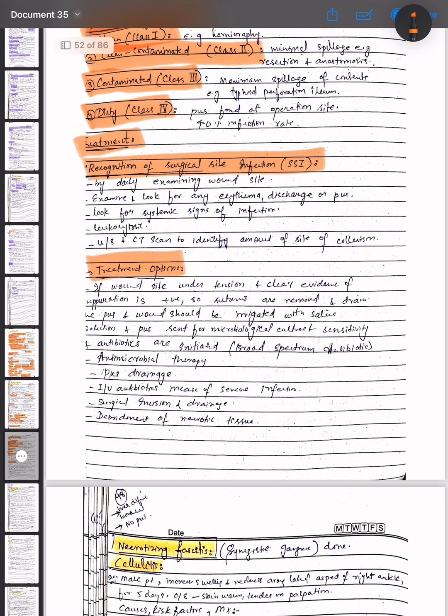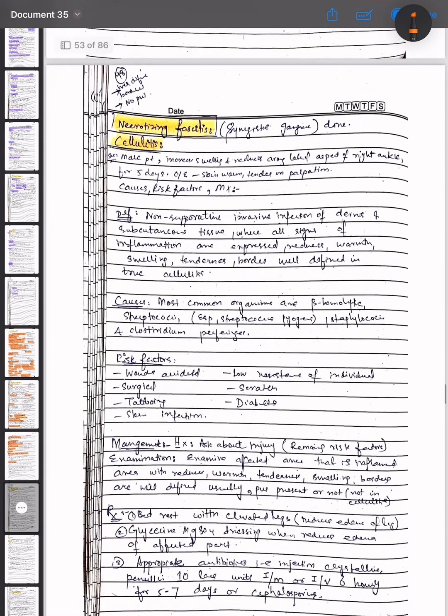What are the treatment options? First, you have to classify or recognize the surgical site infection, and then you have to provide the treatment according to that. The treatment options are these: antimicrobial therapy, pus drainage, intravenous antibiotics, surgical incision and drainage and debridement of necrotic tissues. These are the specific treatment options that we will provide to the patient of the surgical site infection.